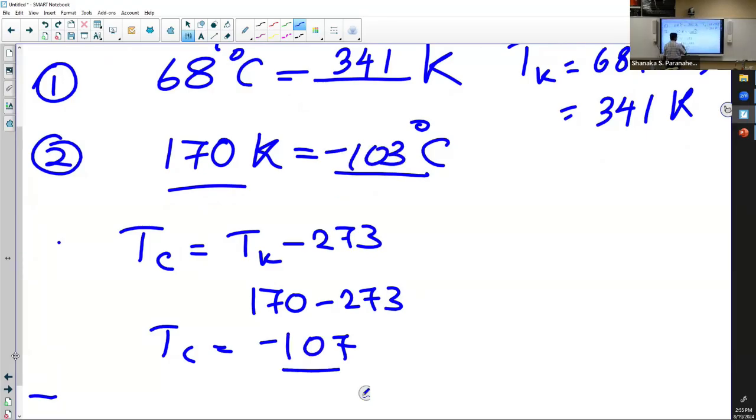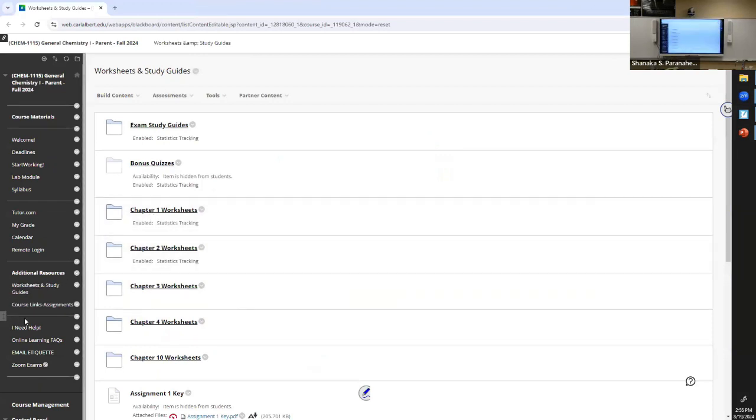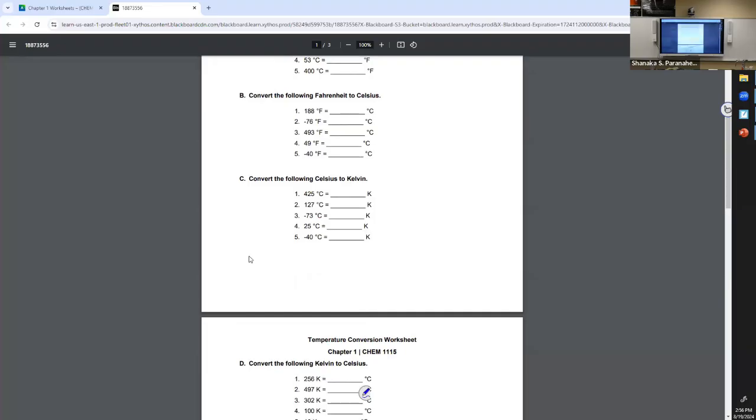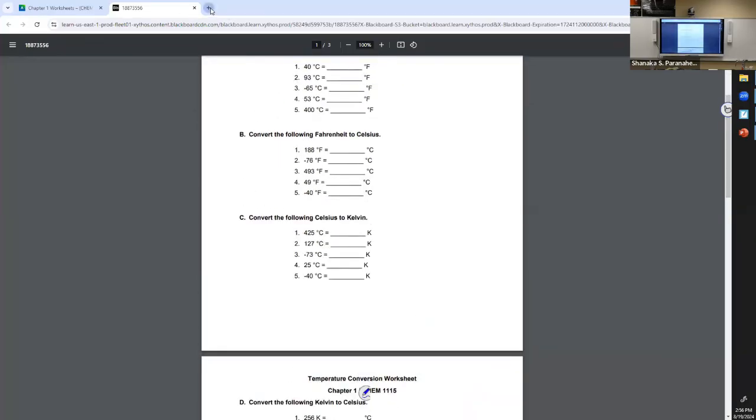Anyone for the third? Any questions? Do you need more examples? Yes or no? If you need more examples, go to Blackboard, under worksheets and study guides. Click on Chapter 1 and the first worksheet, the temperature conversion worksheet for Chapter 1. There are 25 questions in this worksheet with different conversions. Okay, let me give you one more example.